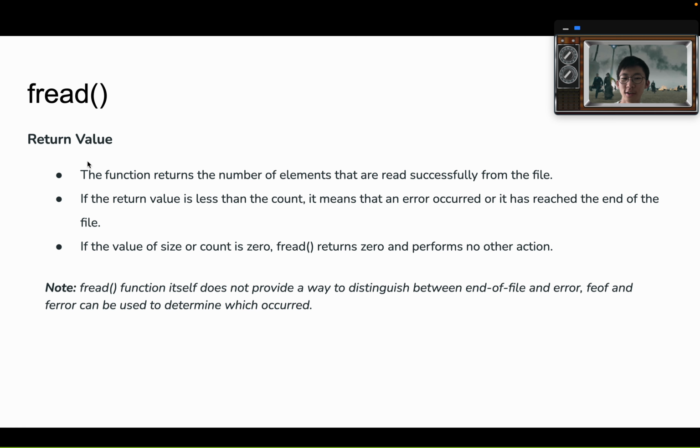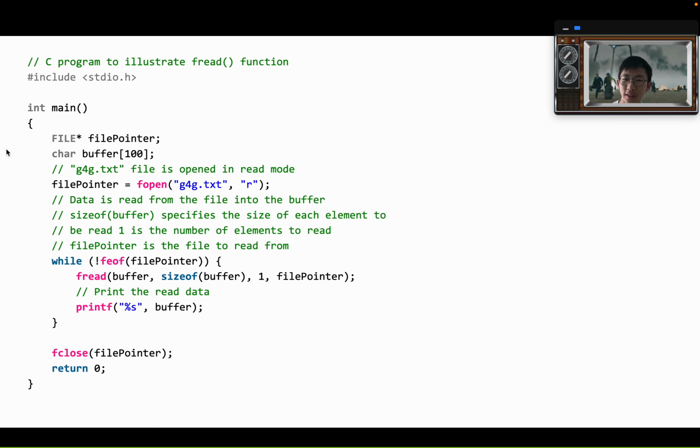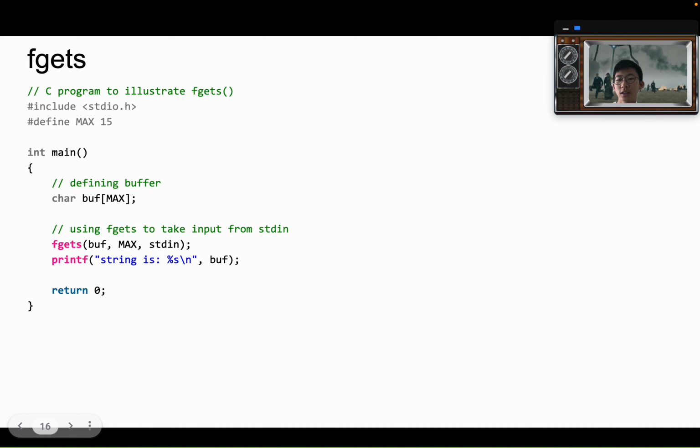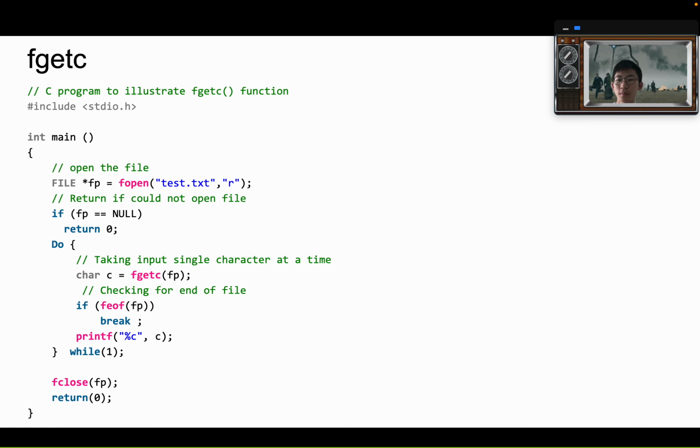Anyways, so here's how you use fread. Okay, pretty simple. Example code. Well, fgets and fgetc are similar, except one reads a line, S reads a line, C reads a character. So you can learn those yourself. Here's the example.